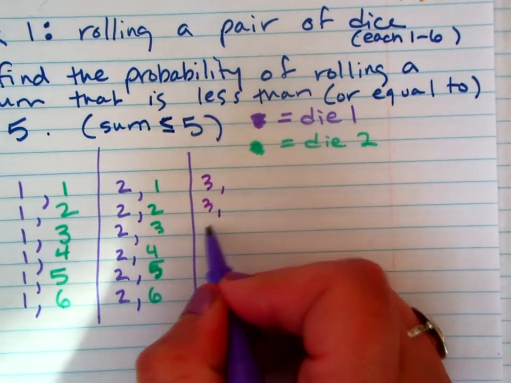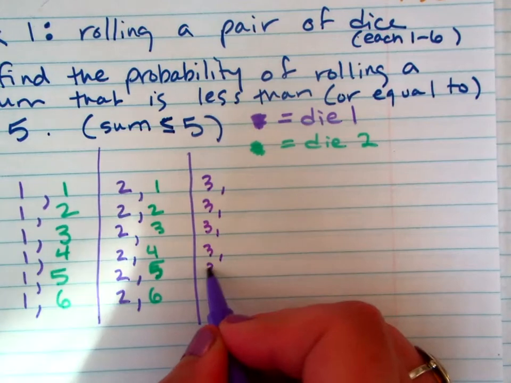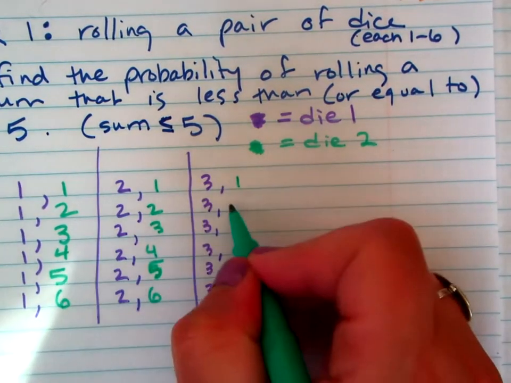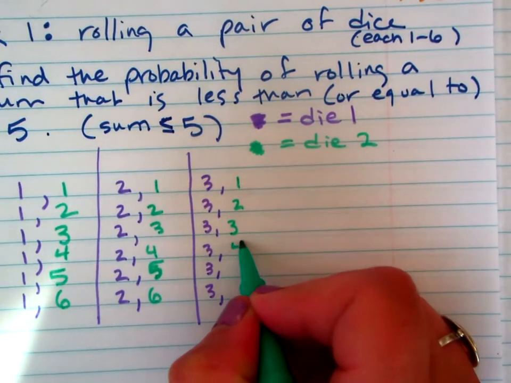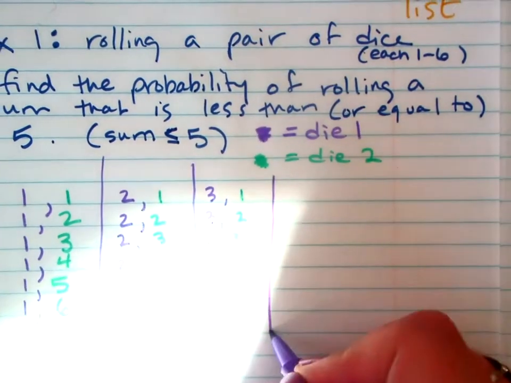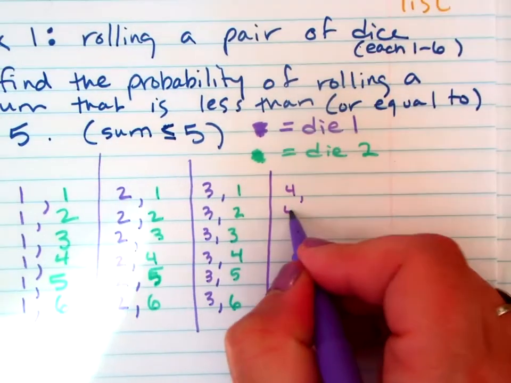Okay, so I could also roll a 3 and I'm going to have the same options available for the second die, the one represented by green. So 1, 2, 3, 4, 5, and 6. Okay. I could also roll a 4 on the one that is purple.